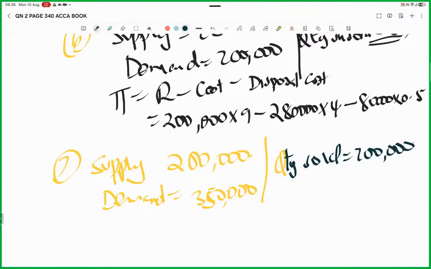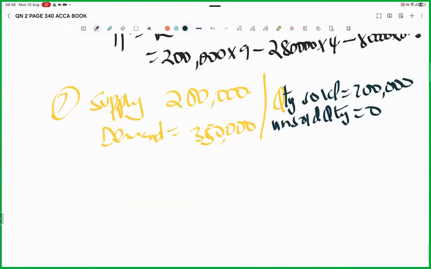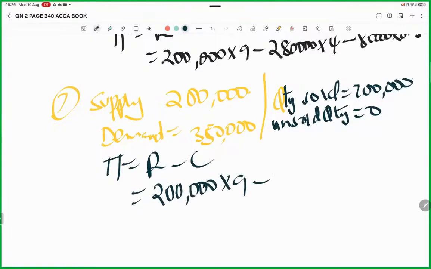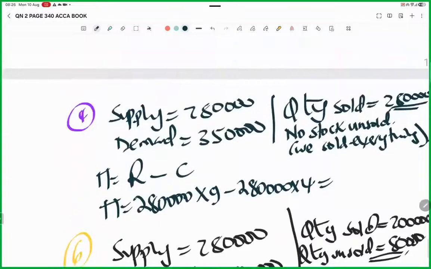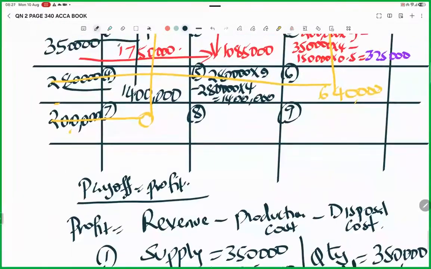So the quantity we sell here will be 200,000. Is there any unsold quantity? No. Unsold quantity here is zero because the demand is way high. Everything was bought. Therefore, profit will basically be revenue minus cost. So no disposal cost. Revenue will be 200,000, what we sold, times 9, minus the cost of supply. Supply is 200,000. In this case, that's how they got their 1 million shillings. So this is 1 million.